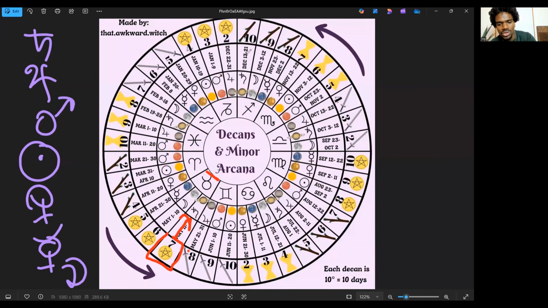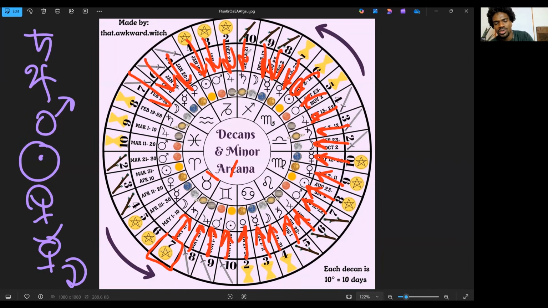Then we go to Jupiter in Gemini. Then Mars, then Sun, then Venus, then Mercury, then Moon. Saturn, Jupiter, Mars, Sun, Venus, Mercury, Moon. And again, Saturn, Jupiter, Mars. Mars again.